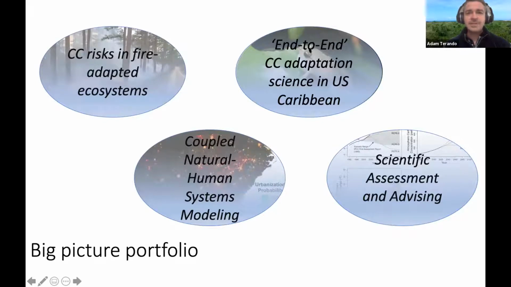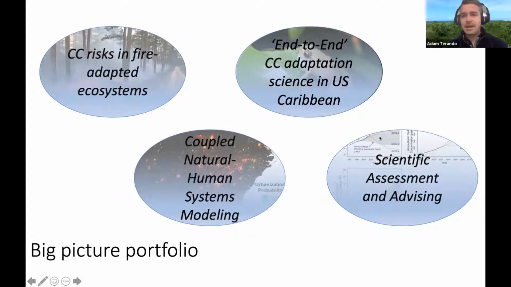That spans the gamut from climate change risks and fire adaptive ecosystems to coupled natural human systems modeling. That's the simulating urban growth that Carrie mentioned, those ultra high resolution projections that we talked about. That was for what we call end-to-end climate change adaptation science for the US Caribbean, helping managers adapt to climate change as it affects vulnerable and threatened species.